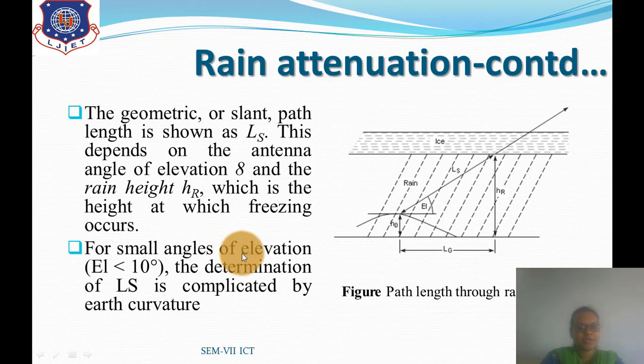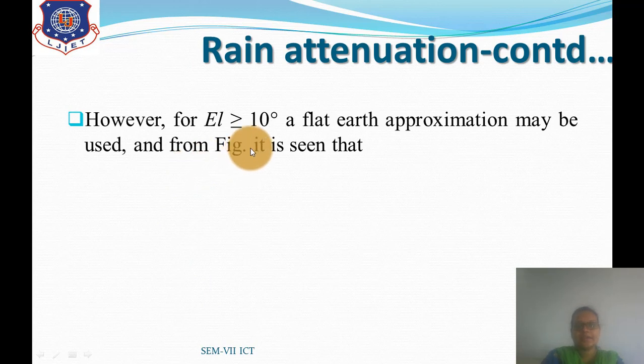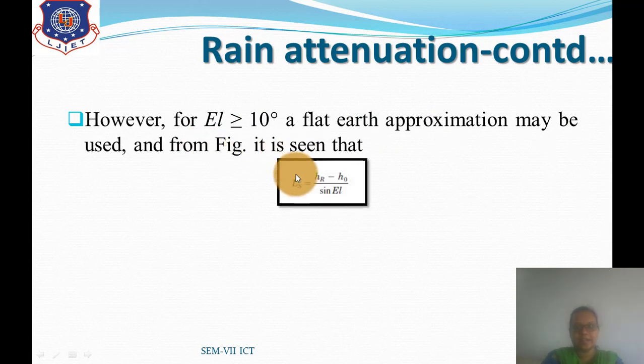For small elevation angles, which is EL less than 10 degrees, the determination of LS, that is slant length, is complicated by the earth curvature. So as there is a curvature in the earth surface, for the elevation angle less than 90, this determination cannot be possible, or it is complicated, right? But for EL greater than 10 degrees, flat earth approximation may be used, and from the figure it is seen that LS is equal to HR minus H0 divided by sine EL.